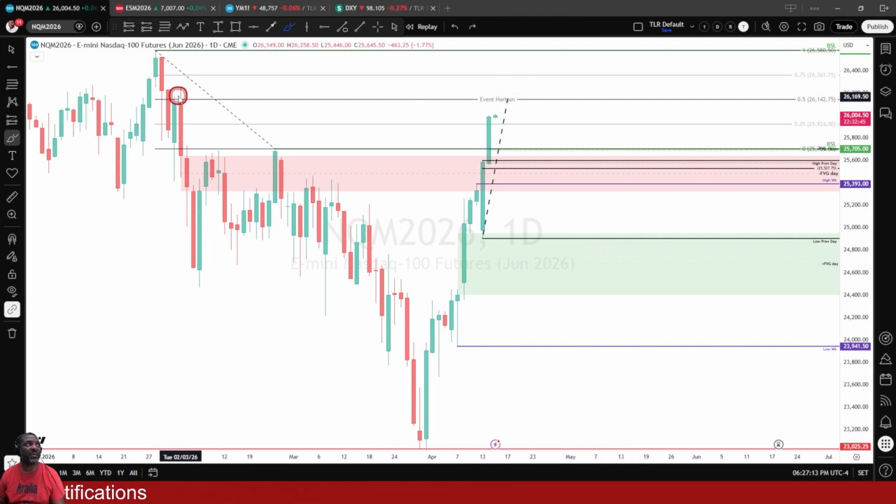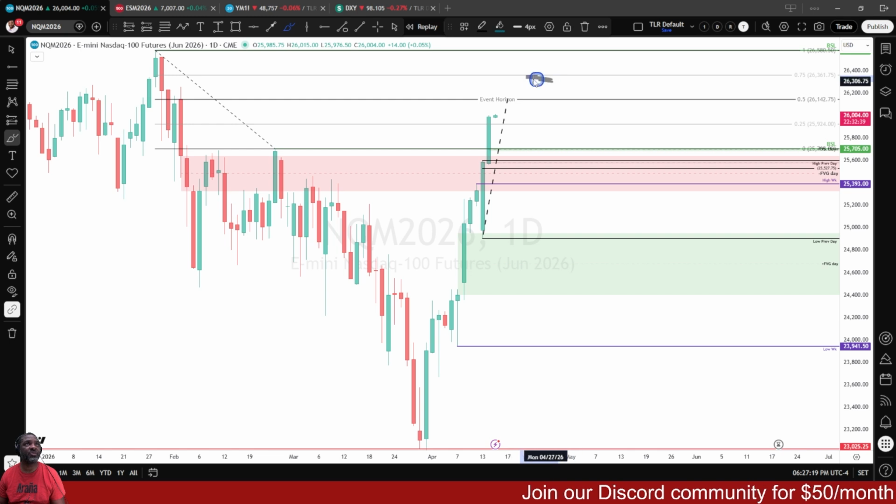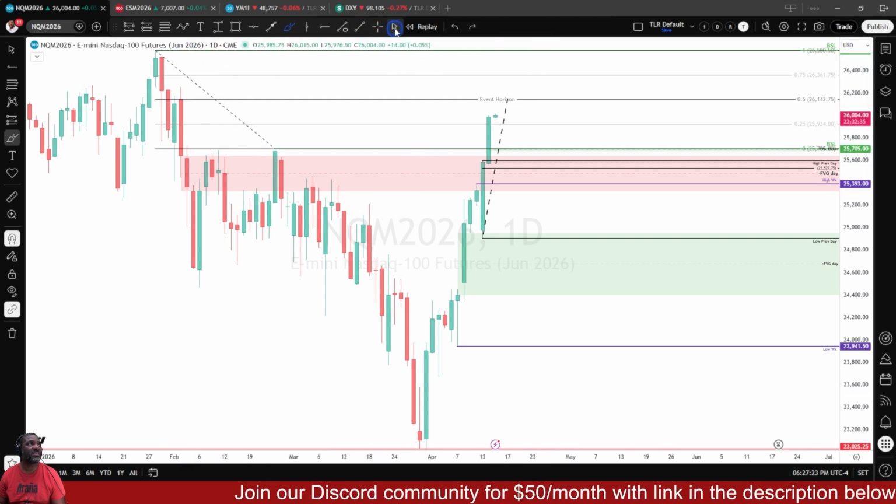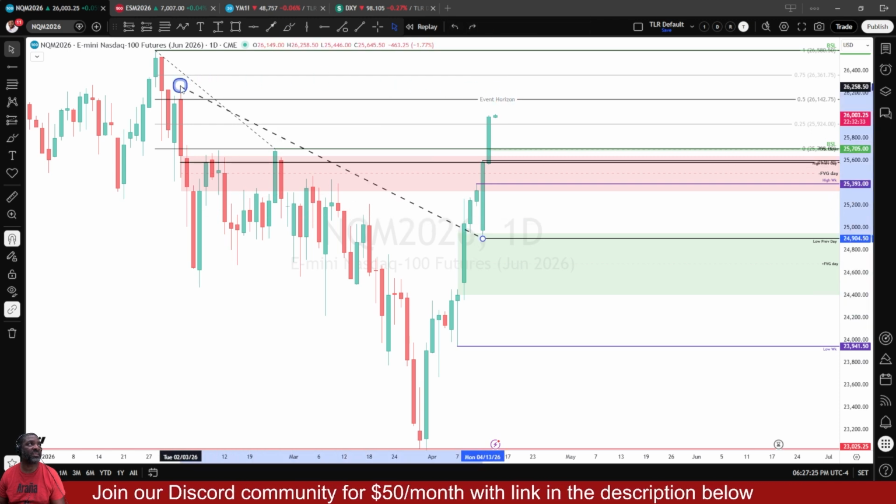Now if we come up here and sweep this minor buy side right there, and fail to get to the upper quadrant of this event horizon, let's see what that yields us, right?